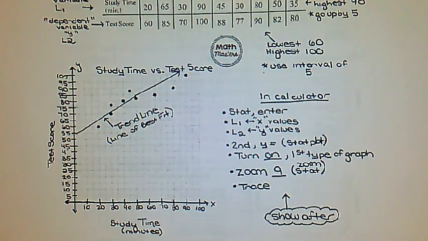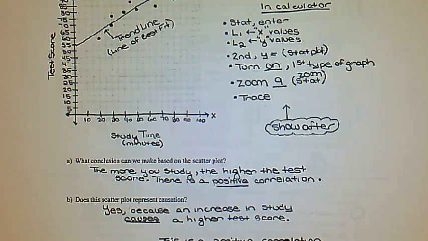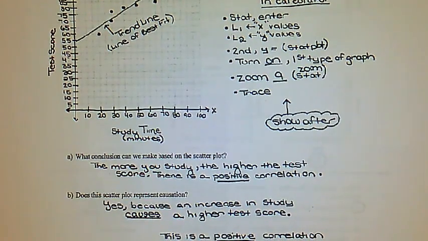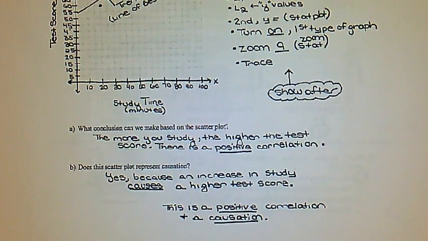Now what we can do is describe our graph. So the conclusion we can make is the more you study, the higher the test score. So it would be a positive correlation. And then, is there a causation? Yes, because an increase in study causes a higher test score. So this is a positive correlation and a causation.